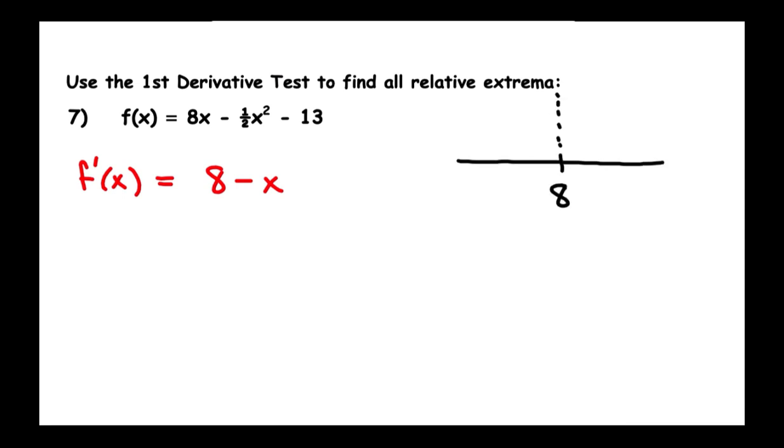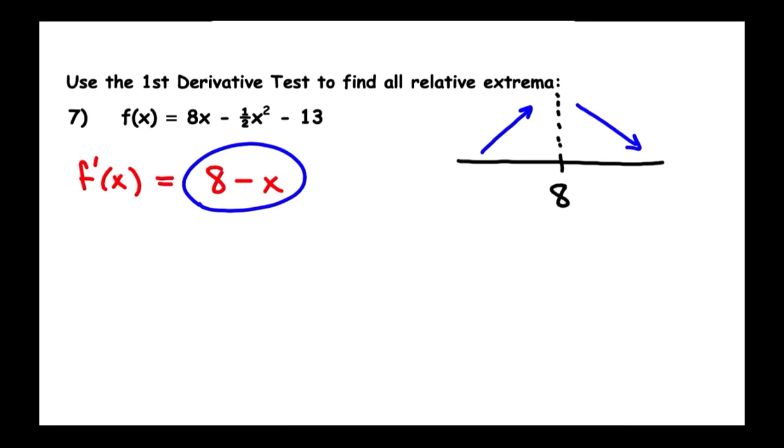Let's try a number less than 8. How about 7? 8 minus 7 is clearly positive. The first derivative positive, the graph's going to rise or increase. If you try something on the other side, like a 9 or a 10, 8 minus 9, 8 minus 10, those are all negatives. It's going to fall. That means that there is a relative maximum at x equals 8.